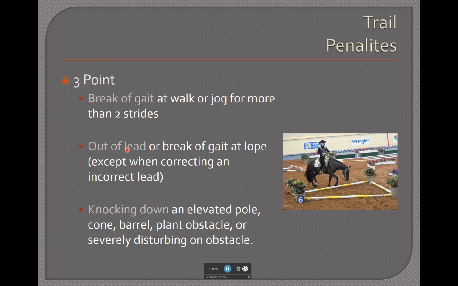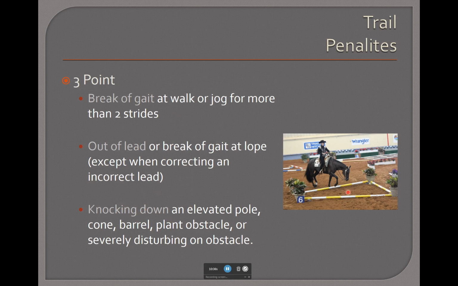When they're loping, if they're out of lead or break a gait at a lope, that's going to be a 3-point penalty, except when they're correcting an incorrect lead. This again is very similar to the penalty that we have in many of our other classes. If they knock down an elevated pole, a cone, a barrel, a plant, obstacle, or anything like that, that's going to also be a 3-point penalty.